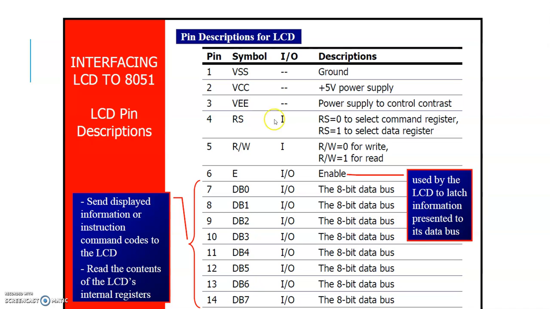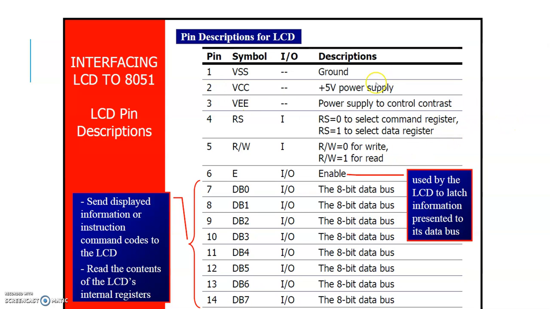RS is the pin which decides whether we are using command or data. RS equal to 0 selects the command register, and RS equal to 1 selects the data register. So we can send command or data to an LCD display. If RS is equal to 0, the thing that we are sending is a command. If RS, that is register select, is equal to 1, that means the content will be data.